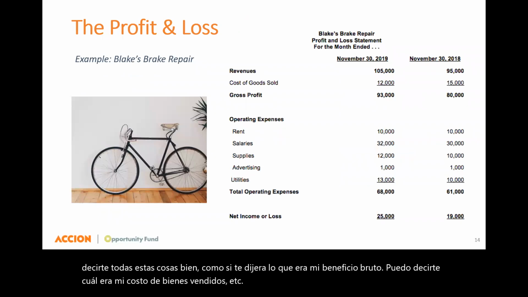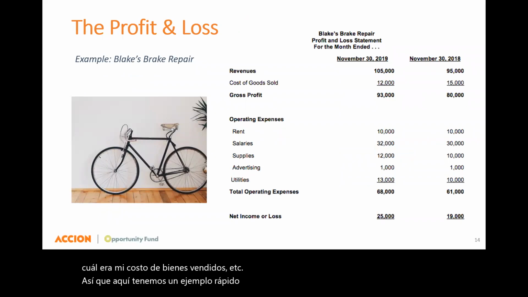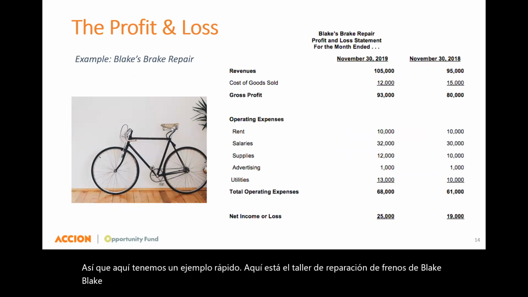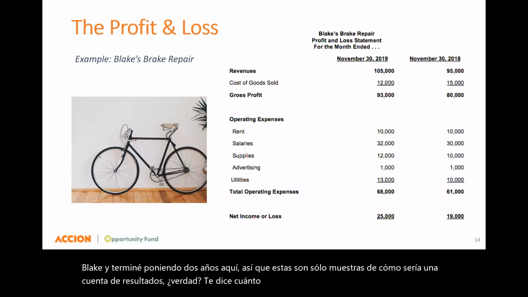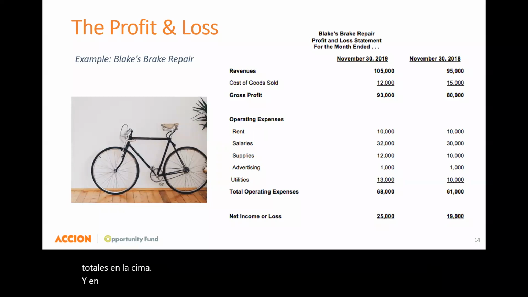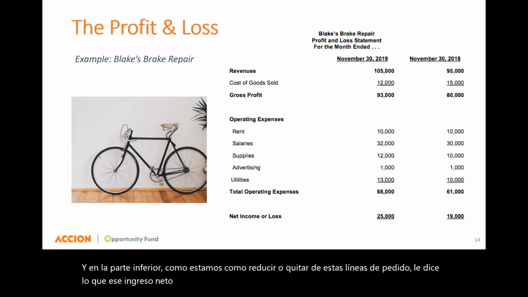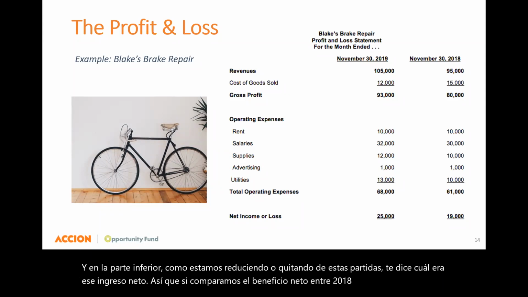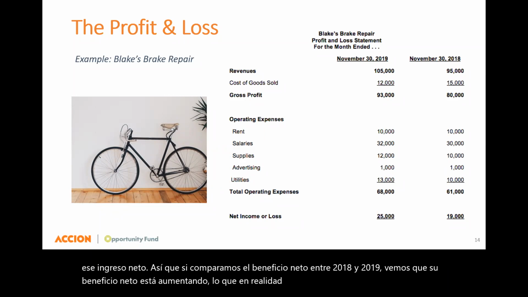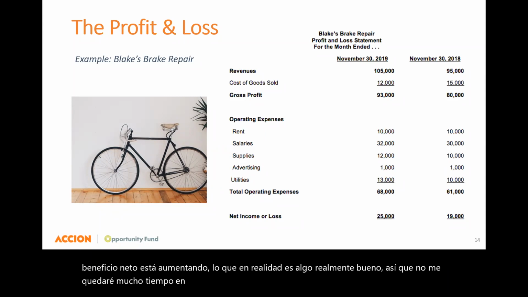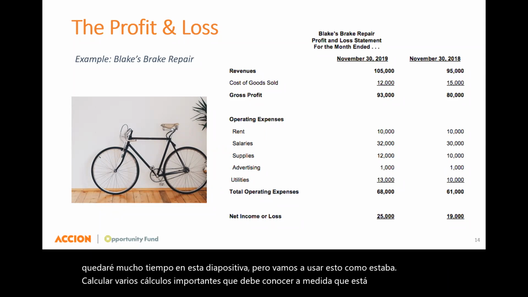So here we have a quick example. Here's Blake's brake repair shop. And I ended up putting 2 years here. These are just samples of what an income statement would look like. It tells you how much Blake made in total sales at the very top. And at the very bottom, as we're reducing or taking away from these line items, it tells you what that net income was. So if we compare net profit between 2018 and 2019, we see that his net profit is actually increasing, which is a really good thing. I won't stay too long on this slide, but we're going to be using this as we're calculating several important calculations that you should know as you're scaling up your business and really understanding your business.